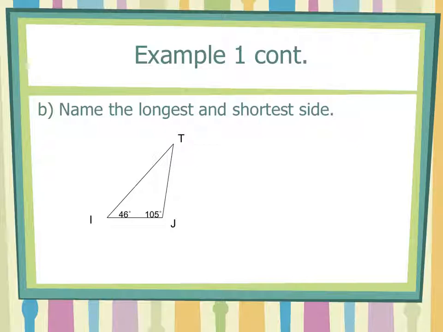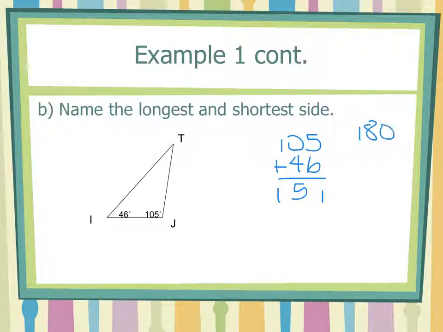This time they're giving us the angle measures. We want to find the longest and the shortest side. Now, what do you think we need to do first, Michael? Add up and then subtract from 180. Perfect. We need to get all 3 angle measures in there before we can determine the longest and the shortest side. So I'm going to add the 105 and the 46 first, and I get 151. And then I'm going to subtract that from 180, and I get 29. So this angle up here is 29 degrees.